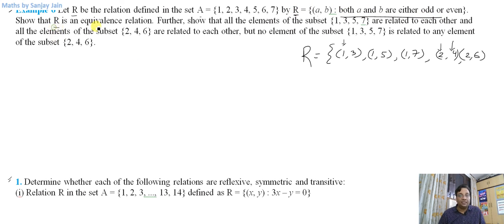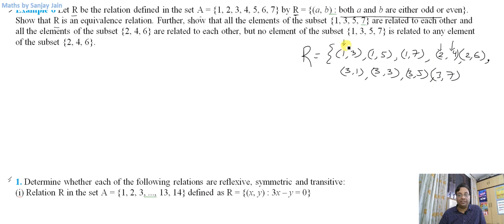Show that R is an equivalence. This is still not the complete relation R. Let me write the complete relation first. So 2 is related with 6. Now what about 3? 3 is related with 1. 3 is related with, obviously I have missed some of the elements. Let me show you why I am saying it. 3 is obviously related with itself, right? 3 is related with 5. 3 is related with 7.